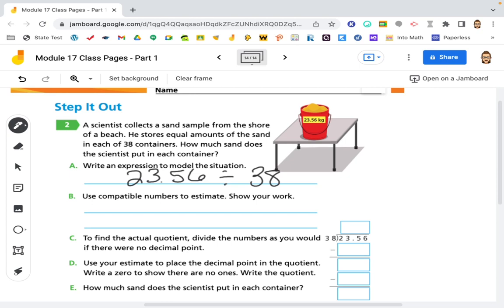Well, if I use 40 for that, then if I look at my 4 and my 23, the closest multiple of 4 is 24, so we're going to go 2400 tenths, or hundredths, sorry. We're going to divide that by 40. So that's going to be about 60 hundredths.